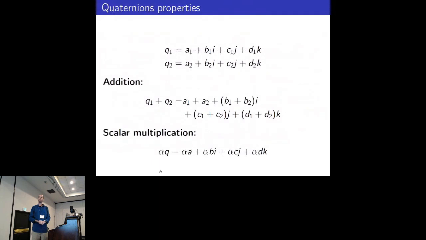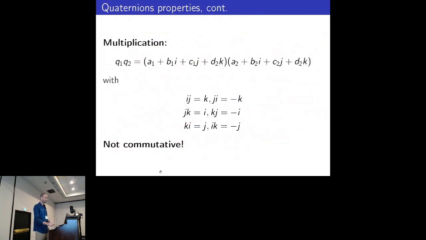And some operations on quaternions are straightforward. Adding them is pretty straightforward. Scalar multiplication is pretty straightforward. You just have the expected outcomes. It's multiplication and division that become complex because this is a non-commutative algebra. So i times j is k, j times i is -k.